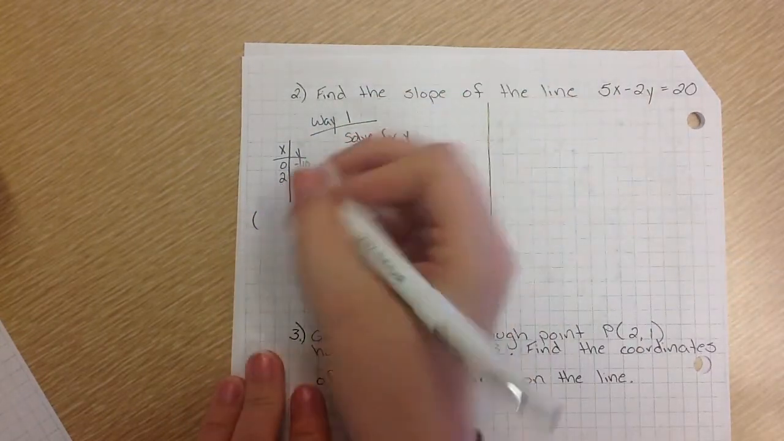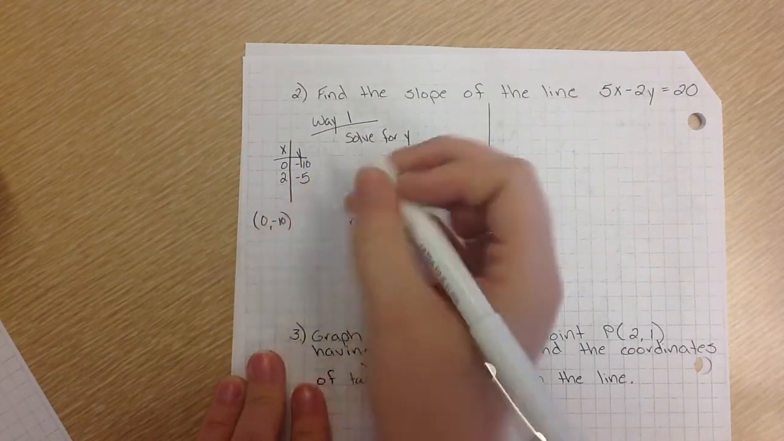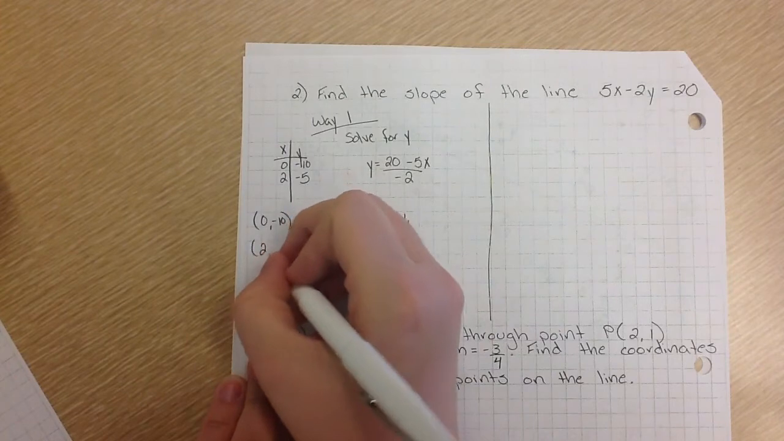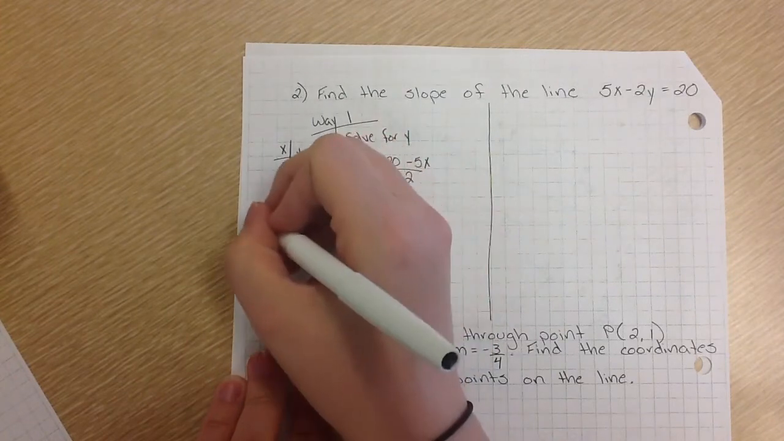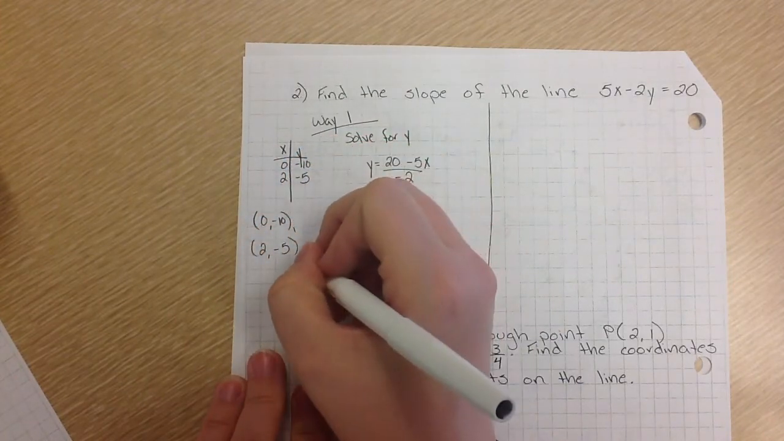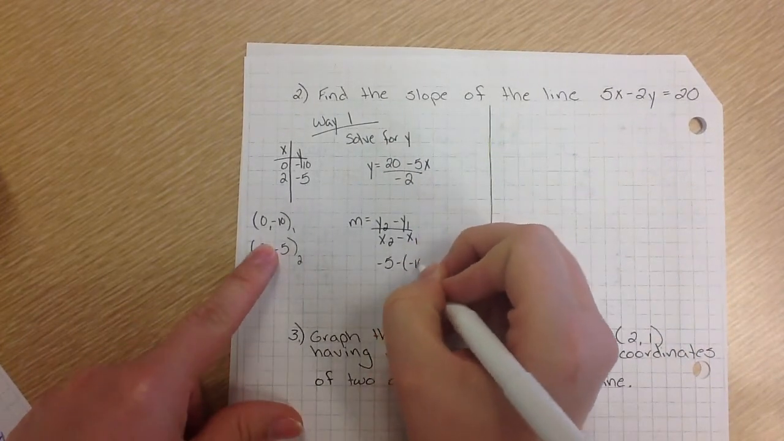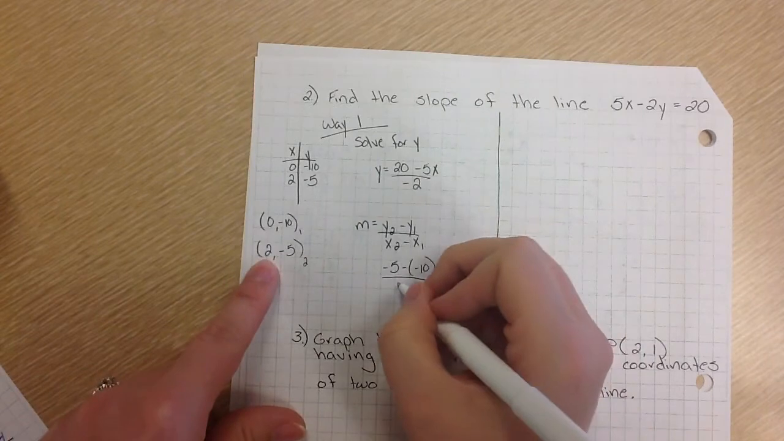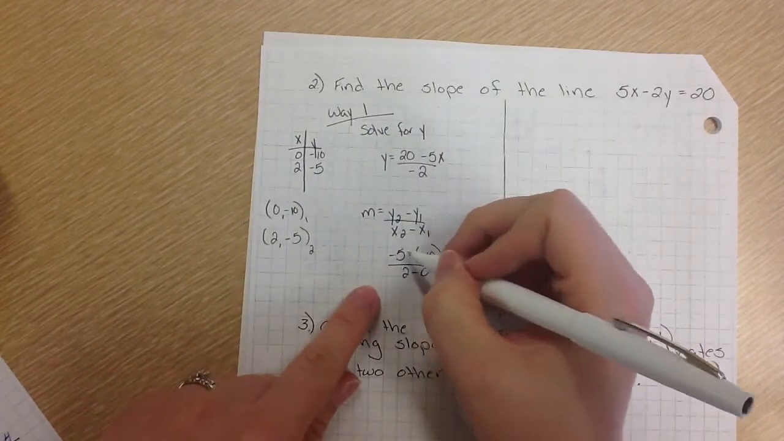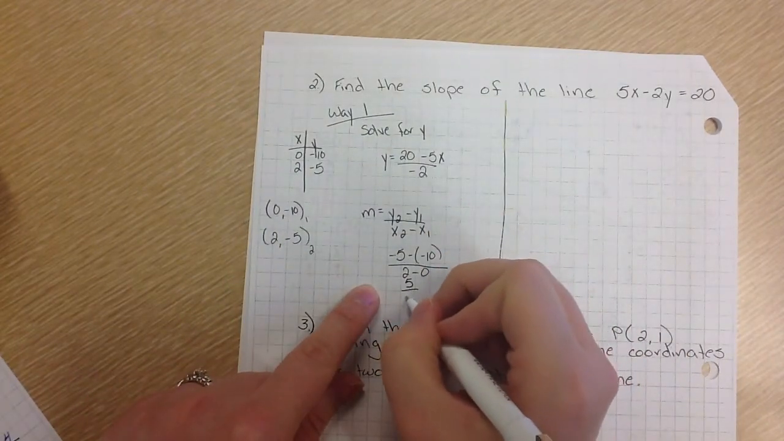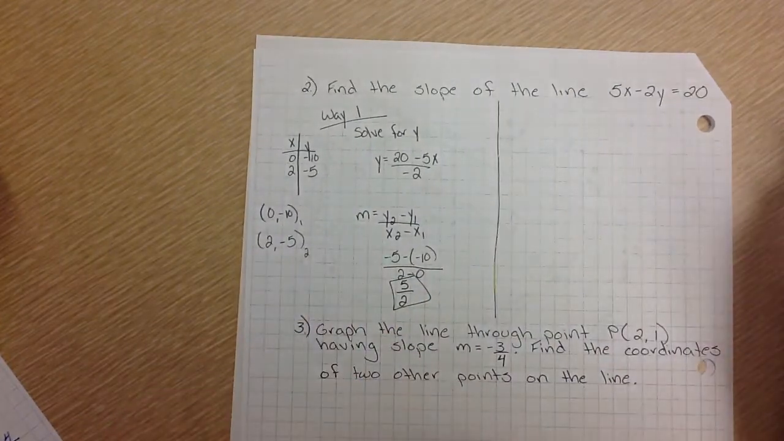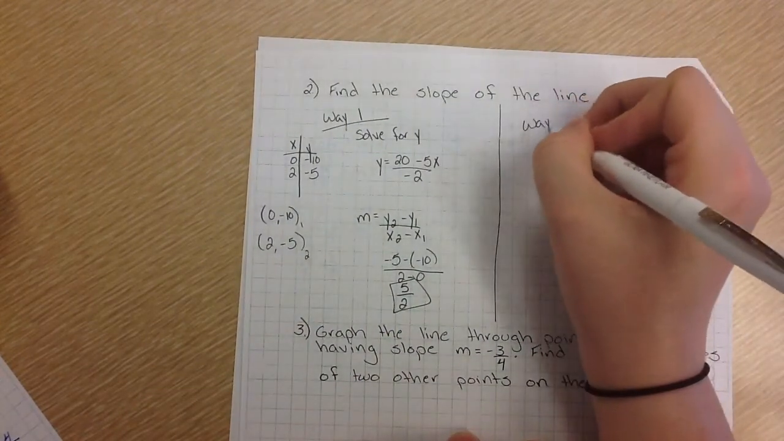Because I have my 2 ordered pairs, 0, negative 10, and the point 2, negative 5. So I could have this be my x1, y1 and this my x2, y2. So I take negative 5 minus a negative 10 all over 2 minus 0. Negative 5 plus 10 would give me 5 halves. There's one way.